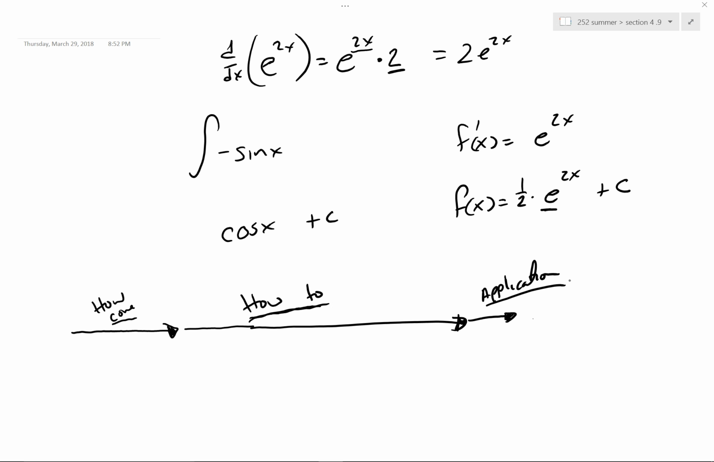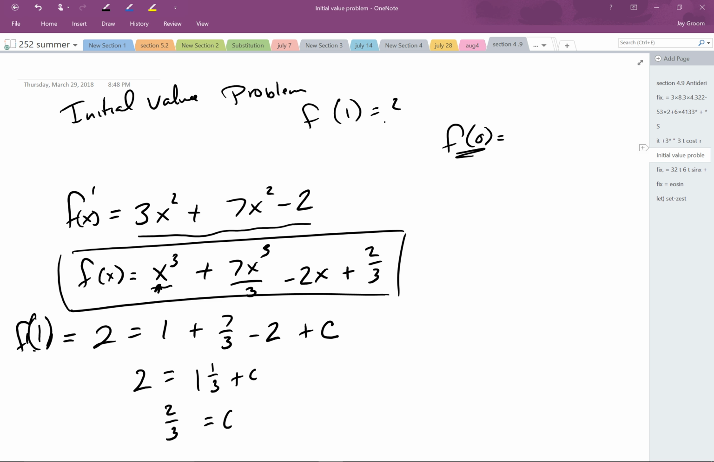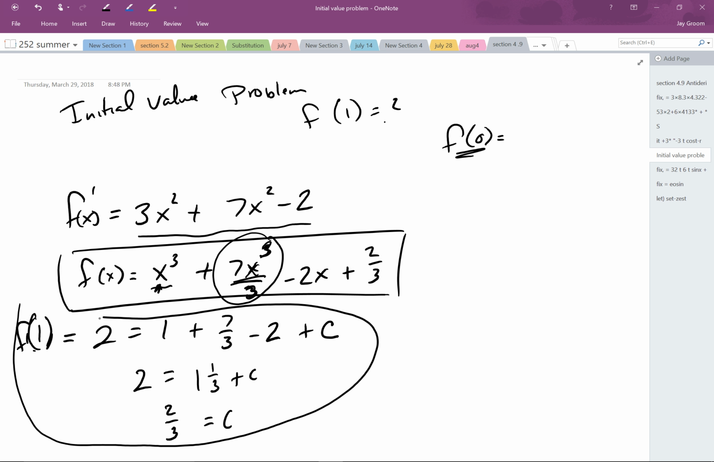Okay. So pretty straightforward, I think, for the most part. There's not a whole lot of work to show. The kind of work that you'll be showing in this section will be things like this. Hey, it's 7x to the third divided by 3. That's the kind of work that you're going to show. If it's an initial value problem, this is the amount of work that I'd expect you to show. Okay, and we'll call that a wrap.